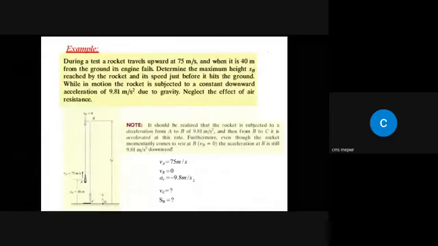Again, this is from R.C. Hibbeler's book. During a test, a rocket traveled upward at 75 meters per second. Rocket is traveling upward at how much velocity? 75 meters per second. So this means this is the initial velocity, right? From the very first statement it is difficult to imagine, but from the initial statement let's say it is the initial velocity. After reading the full statement, if our imagination is wrong, we can change it.